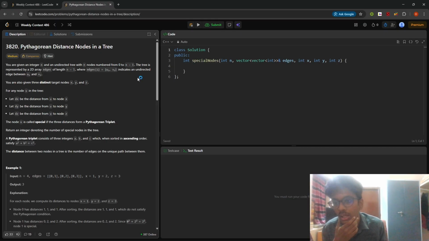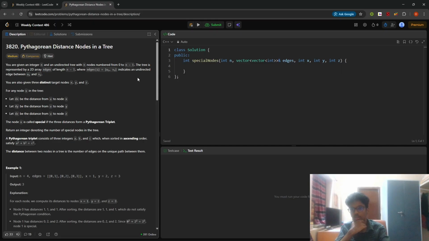Okay, you're given an integer n and an undirected tree with n nodes numbered from 0 to n minus 1. The tree is represented by a 2D array edges of length n minus 1. So it's basically some sort of a graph, and we can make an adjacency list out of it, isn't it? Each edge indicates an undirected edge between ui and vi.